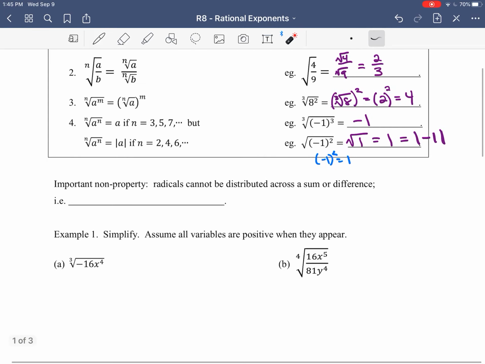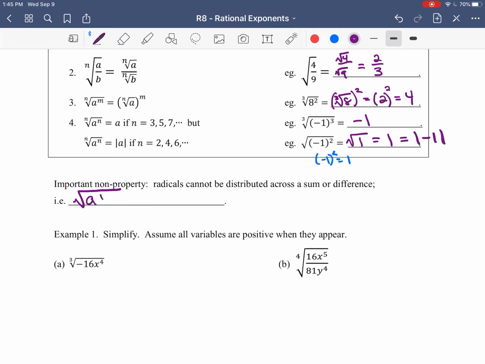An important property that's the same as with the sum of squares, that doesn't have a formula, we also have the same thing for radicals. So if you have a radical of a plus or minus b, it doesn't actually matter, you cannot break it up. So this is not equal to the square root of a plus or minus the square root of b. So this is another definitely not.